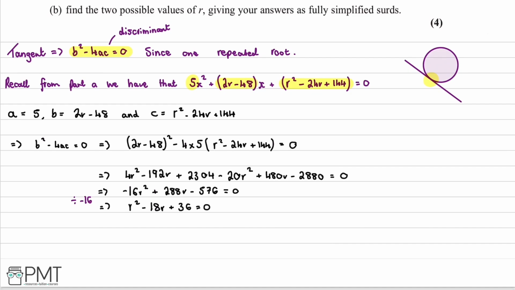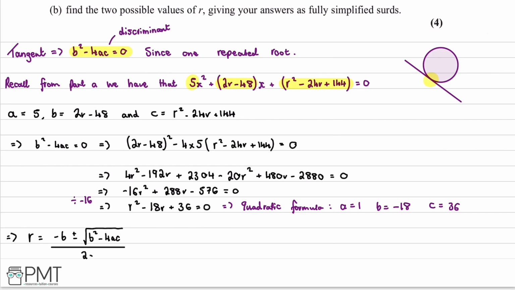So now we'll use the quadratic formula. We'll write in the quadratic formula, and we'll have that this time a is equal to 1, b is equal to negative 18, and c is equal to 36. Therefore, our value of r is going to be equal to negative b plus or minus the square root of b squared minus 4ac, and then we divide it by 2 lots of a. Then subbing our values in, we have negative 18, which is 18. Then we're going to add on negative 18 squared.